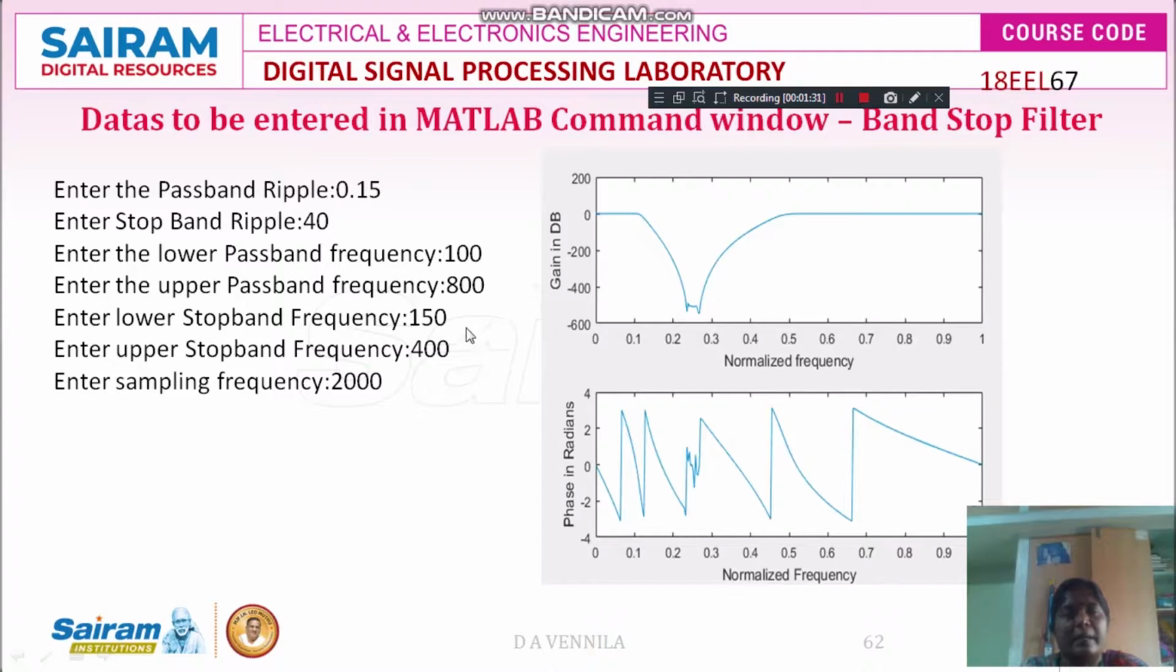Now next, the data which we entered while simulating the program for the band stop filter. Enter the pass band ripple 0.15, enter the stop band ripple 40, the lower pass band frequency 100, upper pass band frequency 800, lower stop band frequency 150, upper stop band frequency 400, and the sampling frequency is 2000. These are the data which I entered while simulating the band stop filter using MATLAB. This is the magnitude response curve and this is the phase response curve.